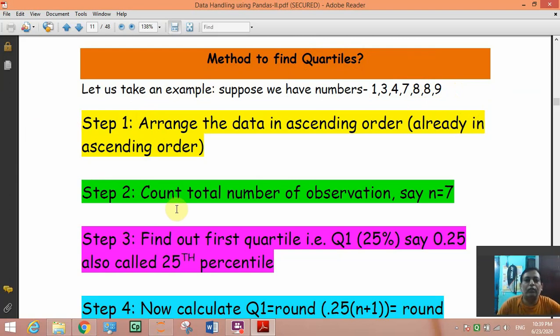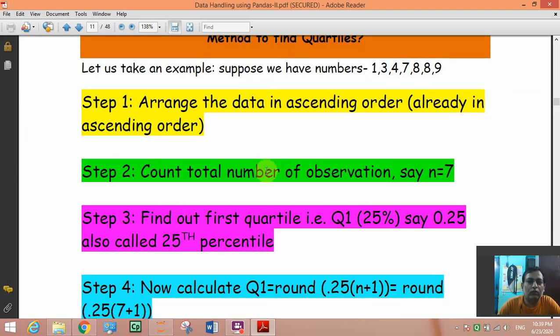Now how to find out quartile? To calculate this quartile, you have to remember one formula. First you have to arrange the marks in ascending order, then you have to count the total number of students who appeared. Here the total number of students is 7 and the marks of the examination is 10. Okay. So how to calculate the first quartile?